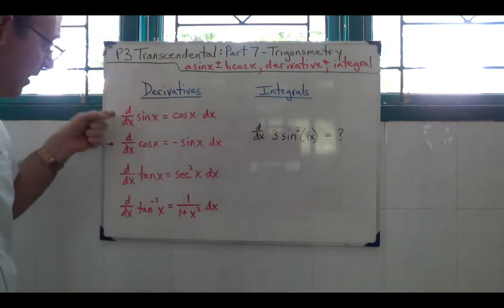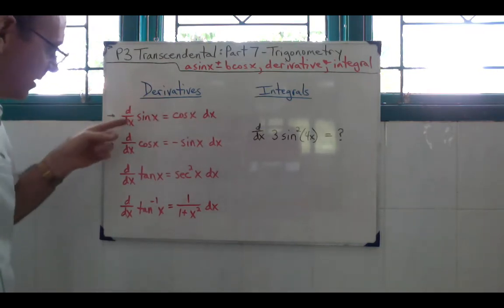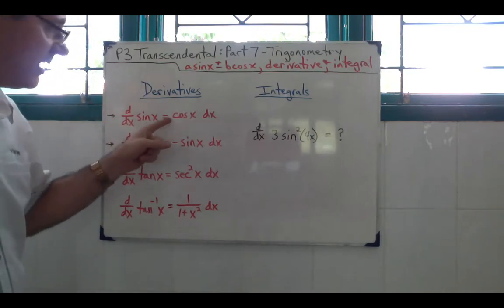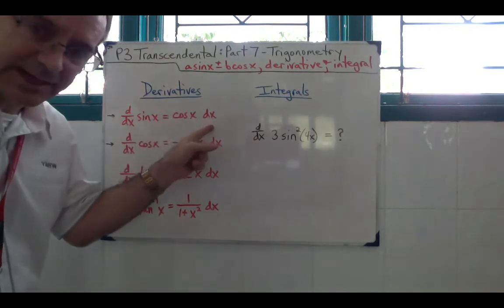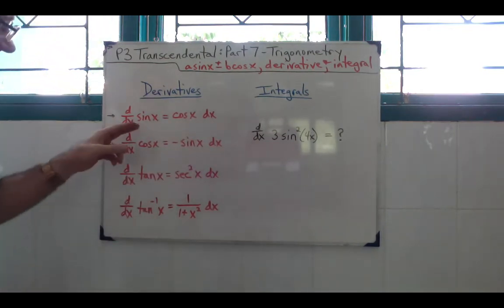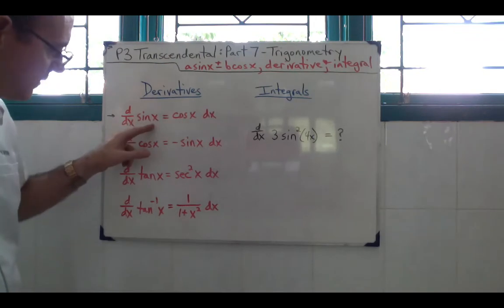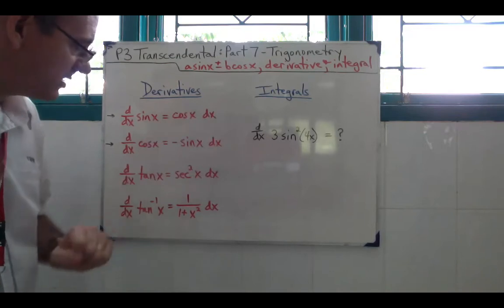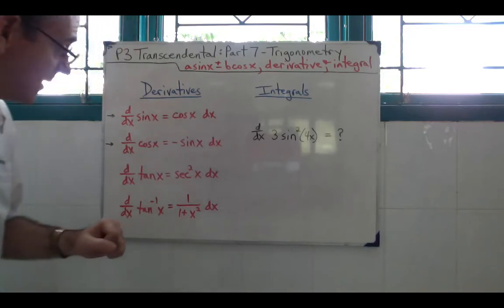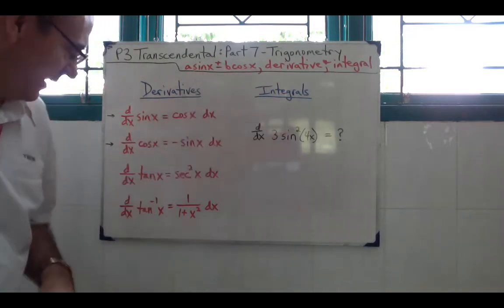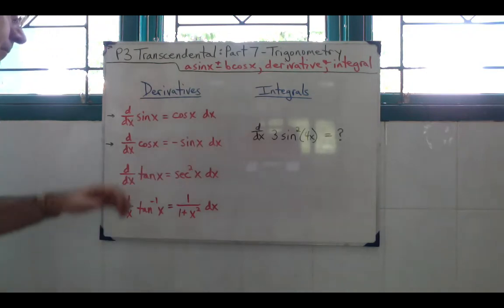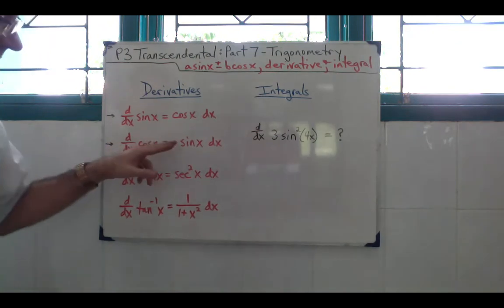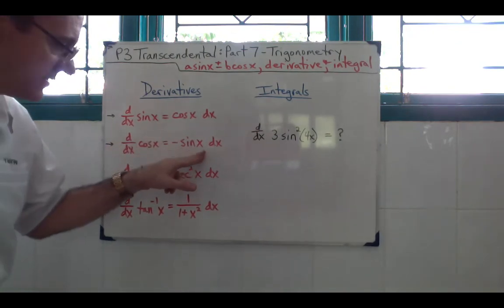The derivative, which is d/dx, that's our notation for taking the derivative, of sine x is equal to cosine x dx. Okay, so the derivative of sine x becomes cosine x dx. dx is the differential, and we'll talk about differentials again later in another unit. And the derivative of cosine x is negative sine x dx.